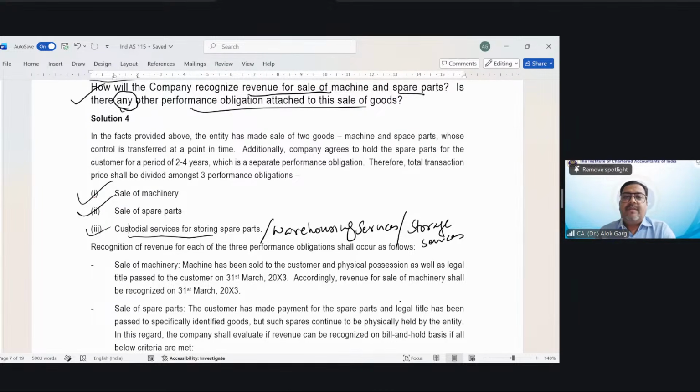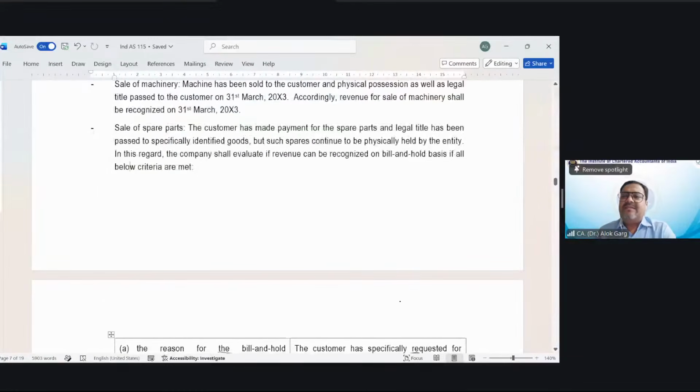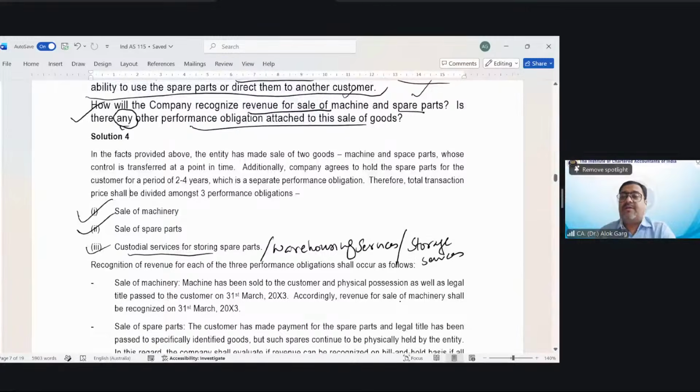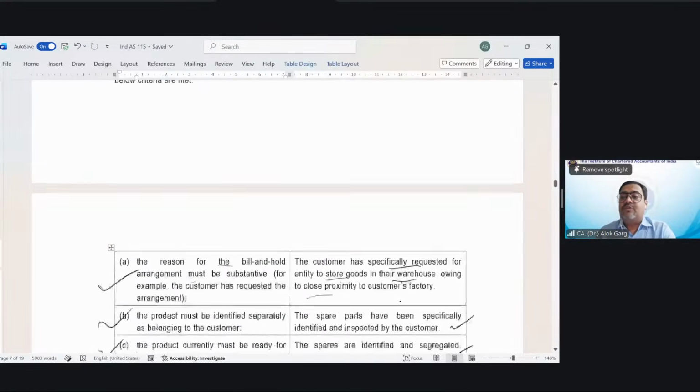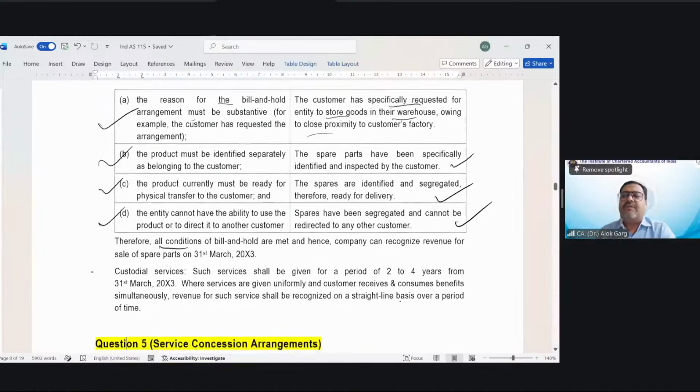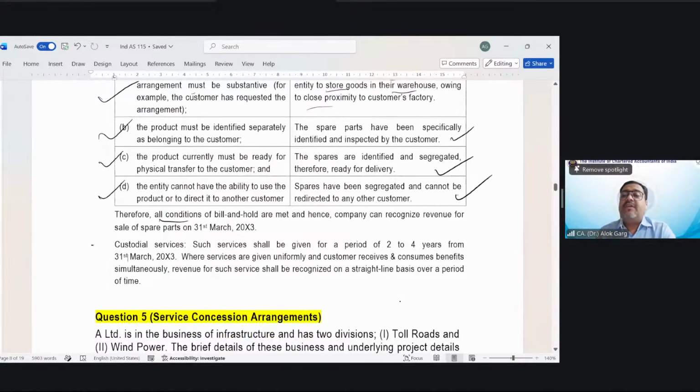Now this contract is entered into at the same time: machine, spare part, and this custodial service also. Sir, how is the revenue going to be allocated? We understood there are three performance obligations, and when there are three performance obligations, the revenue has to be allocated. The transaction price has to be allocated to these performance obligations.